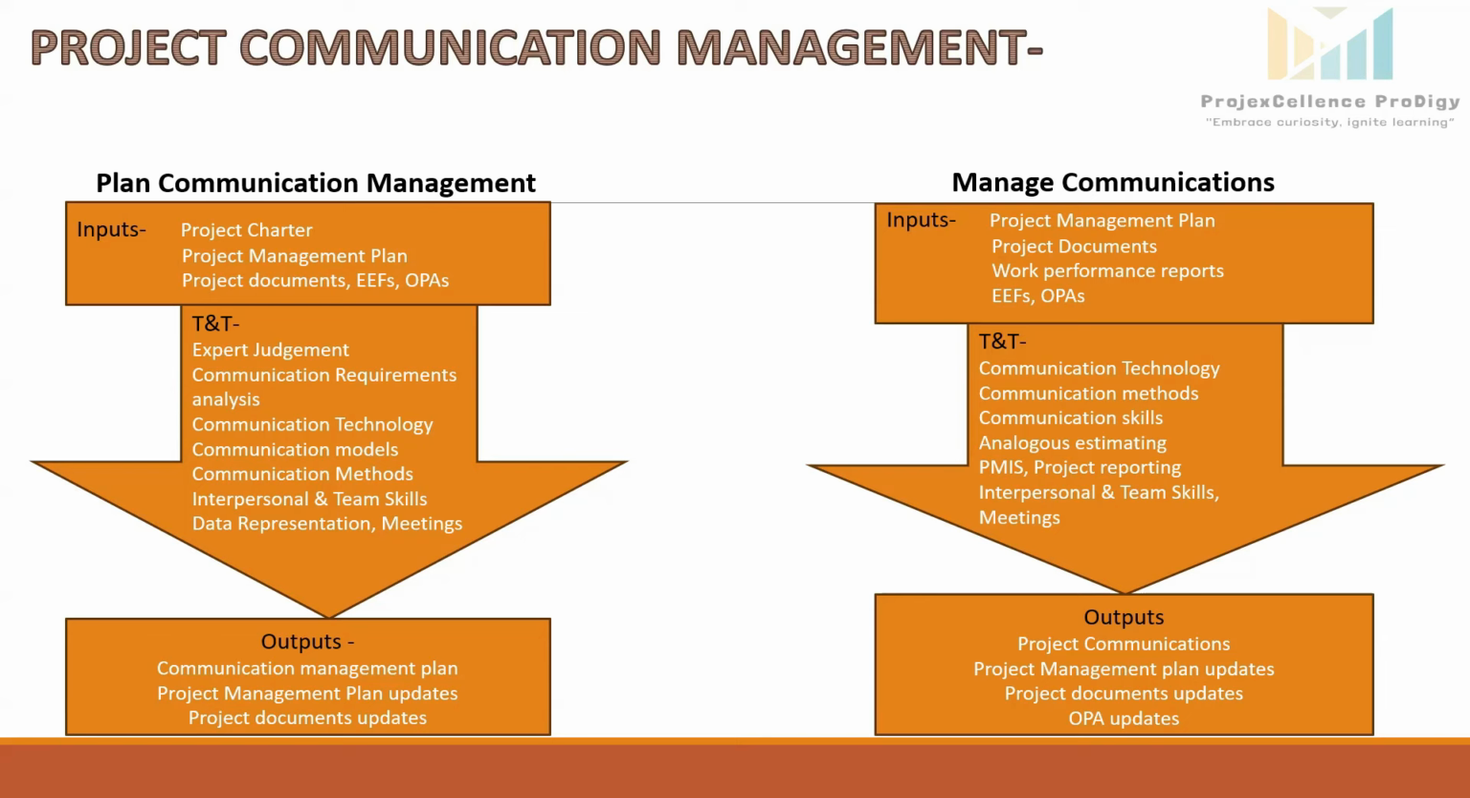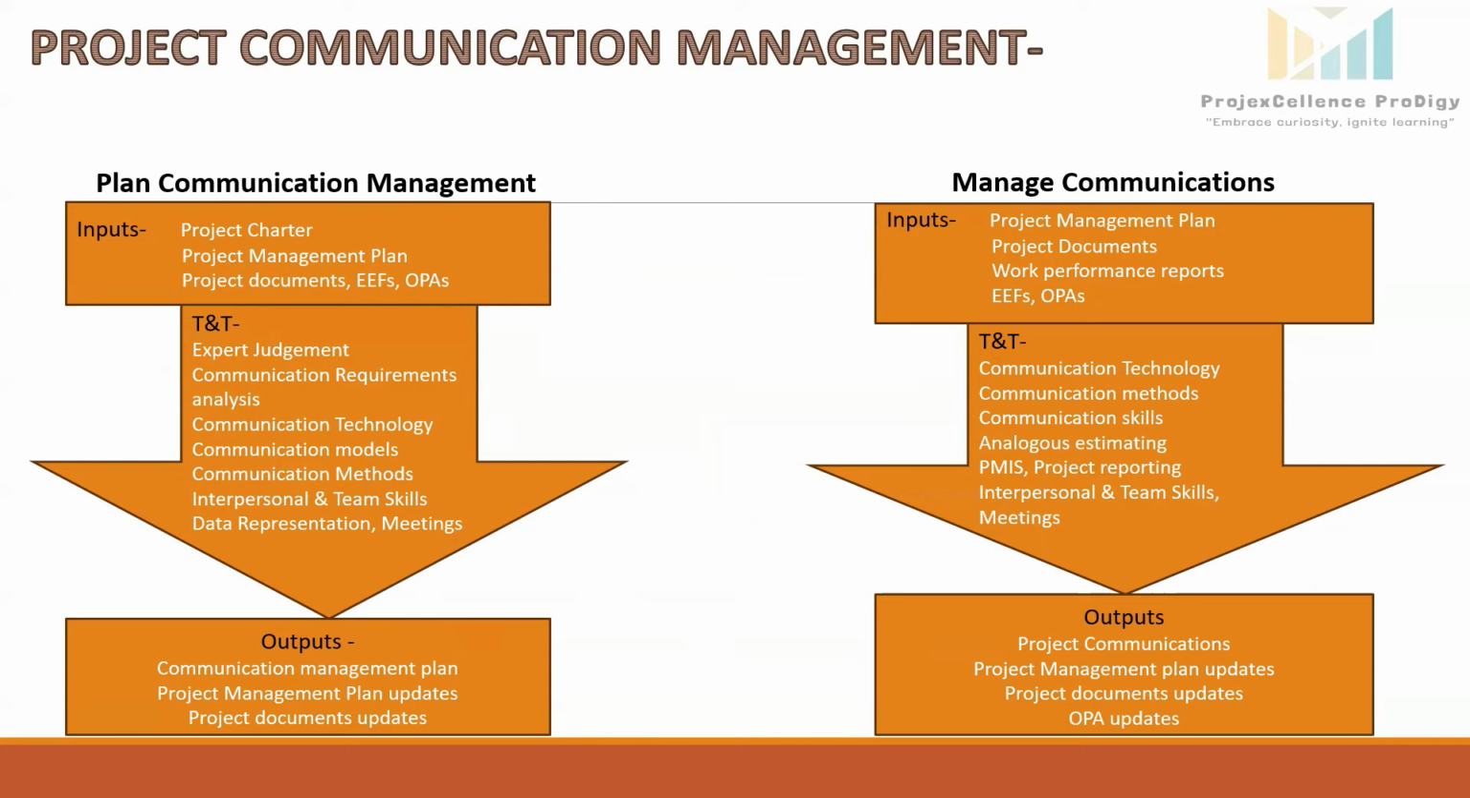Next output is project management plan updates. All the subsidiary plans of the project management plan, like the stakeholder engagement plan, will be updated to align stakeholder strategies with communication strategies. Other subsidiary plans like the risk management plan will be updated, as ineffective communication can be a project risk. Project document updates. The project schedule may need to be updated to include communication activities like progress meetings. The stakeholder register may need to be updated for changing communication needs of stakeholders.